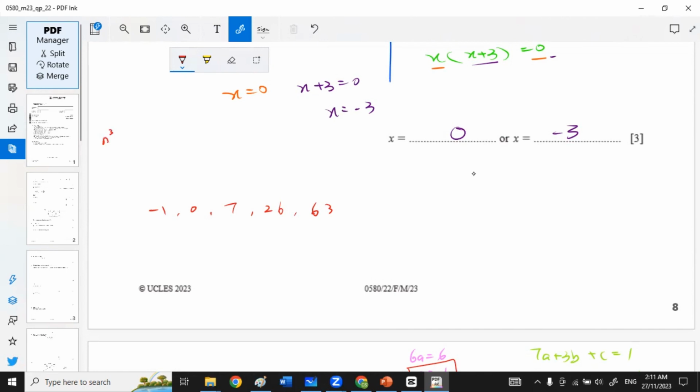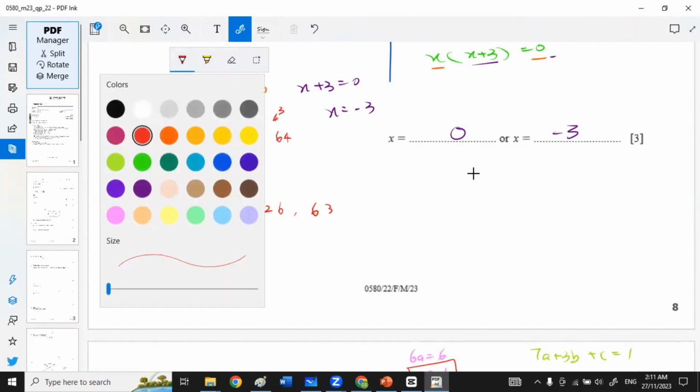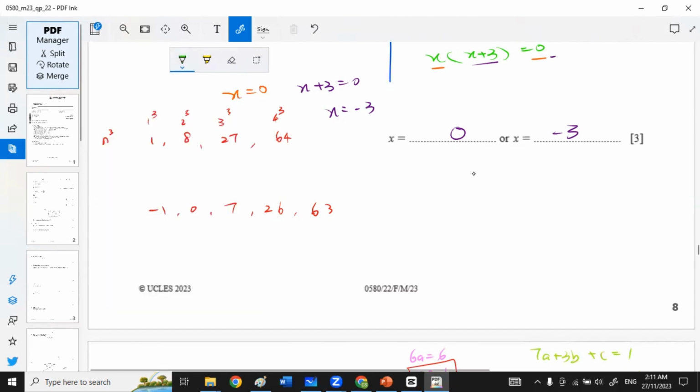Okay, so because we know it's cubic, we start with n cubed. 1 cubed is 1, 2 cubed is 8, 3 cubed is 27, and 4 cubed is 64. Okay, if you look closely, you should be able to relate.